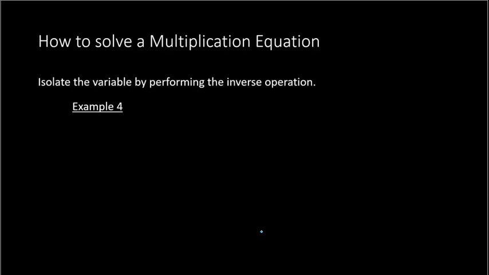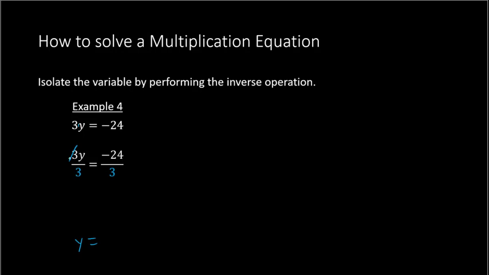Here's another example. We have 3y equals negative 24. So again, we want to get y by itself to figure out what y is equal to. And to do that, we need to perform the opposite of multiplication, because the 3 in the front means multiplication, and the opposite of multiplication is division. So we divide both sides by 3.